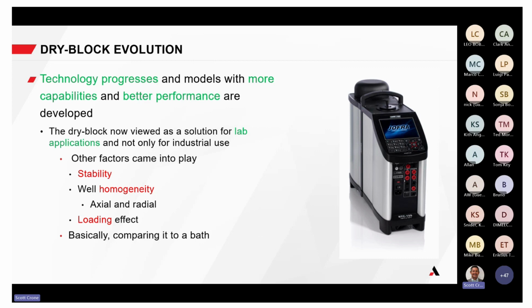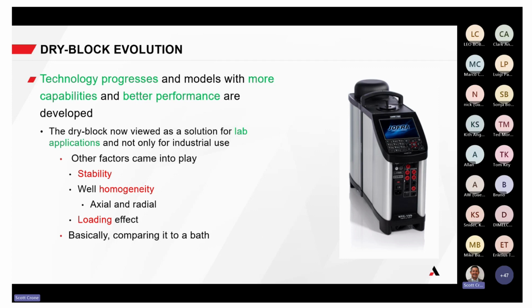So other factors came into play, and as we started to grow the use of dry blocks, we had to consider stability and well homogeneity, axial and radial, axial being the top to bottom homogeneity and radial being the side to side. We had to talk about the loading effect. Loading effect is when you put something into the sensor. Remember I talked about sensors only sense what they're feeling.